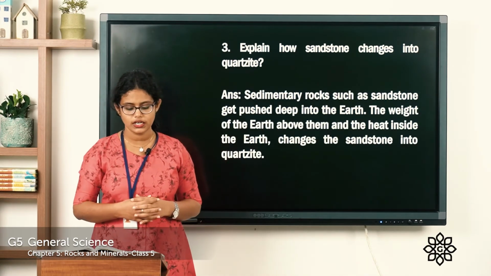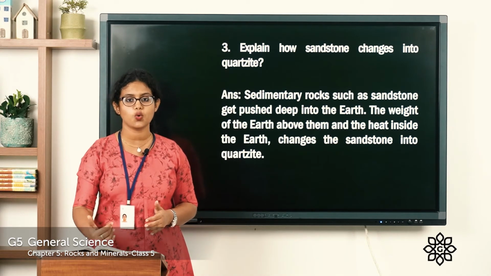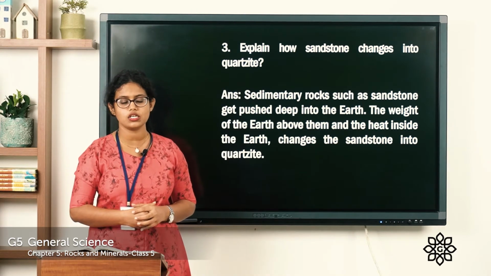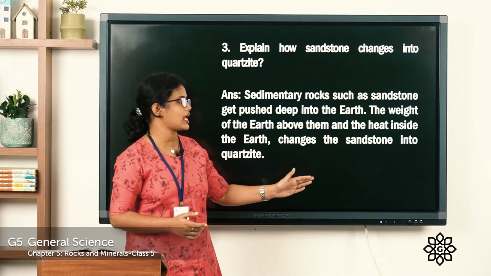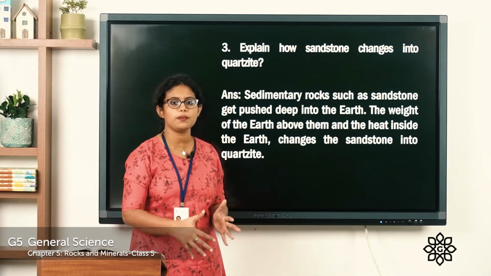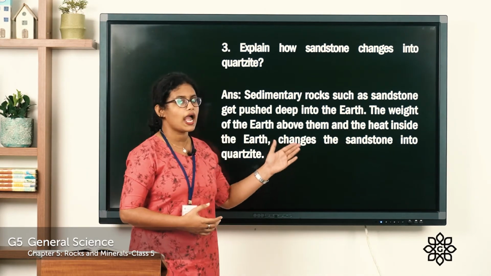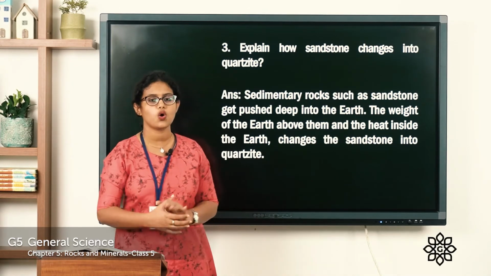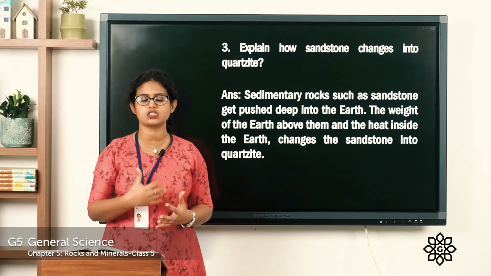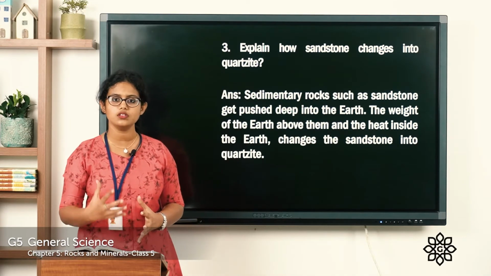The third one, explain how sandstone changes into quartzite. Sandstone is a sedimentary rock. Sedimentary rocks such as sandstone get pushed deep into the earth. The weight of the earth above them and the heat inside the earth change the sandstone into quartzite. When it undergoes pressure and heat, it changes into another rock.